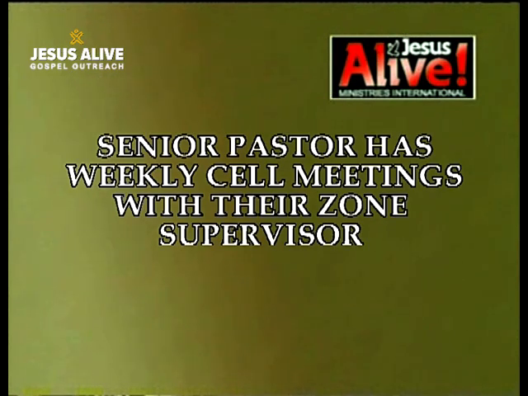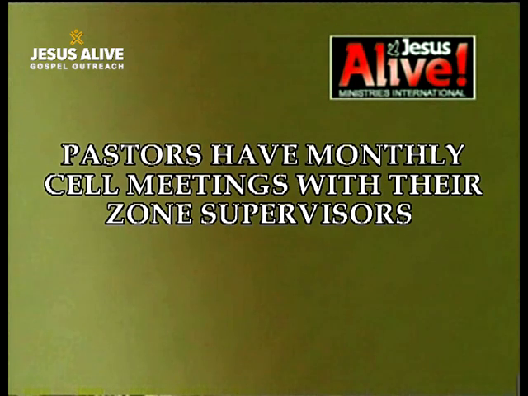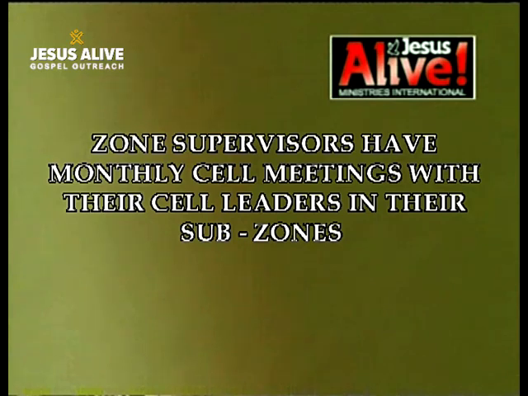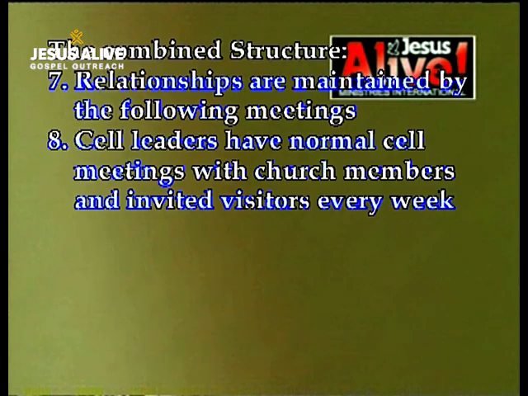Relationships are maintained by the following meetings. Senior pastor has weekly meetings with pastors, full-time personnel. Pastors have monthly cell meetings with their zone supervisors. Zone supervisors have monthly cell meetings with their cell leaders and in their subzones. Cell leaders have normal cell meetings with church members and invited visitors every week. So you see, in that structuring, we've made a compromise. We try to marry the two systems.